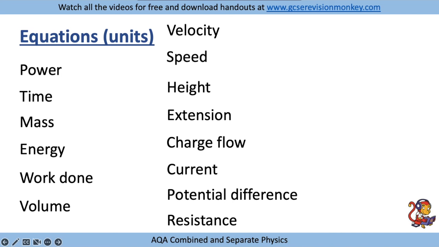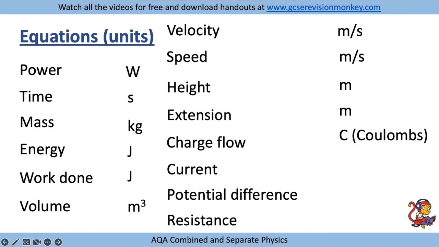So well done if you remembered power was measured in watts, time in seconds, mass in kilograms, energy in joules, and work done in joules, because they are the same thing. We'll come back to this later, but it's important to remember energy transferred and work done are the same thing. Volume in meters cubed, velocity and speed both in meters per second, height and extension, as they're both measures of distances, they are meters. Charge flow is coulombs, current is amps, potential difference is volts, and resistance is ohms.